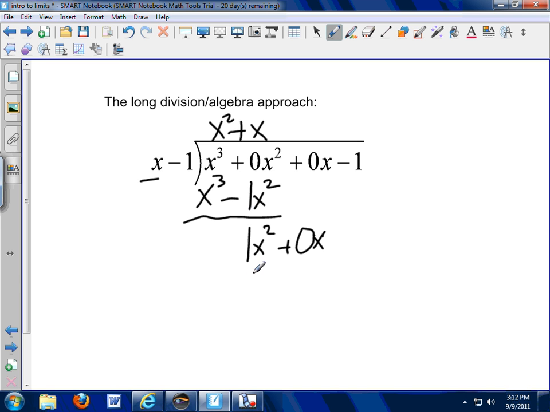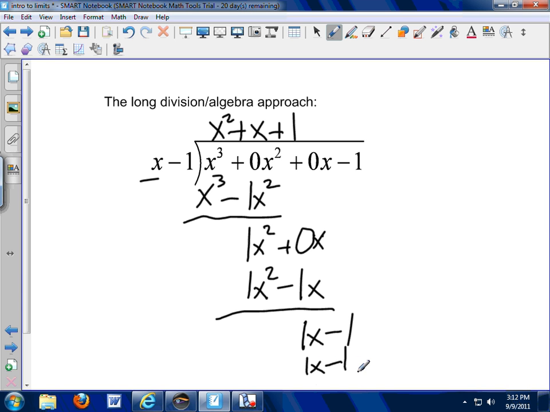Do the math. x times x is x squared. x times negative 1 is negative 1x. Subtract. Boom. Gets 1x minus 1. Okay? Last time. Compare this to that. What do I need to multiply x by to get 1x? Why, it's 1. 1 times x is 1x. Minus 1. Subtract, 0. Okay, this is really the equivalent of that other function, gotten the long algebra division way.